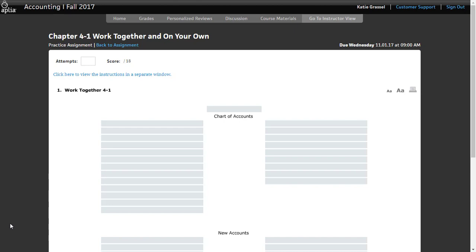Now, the numbering system is going to relate directly to what type of an account it is. Assets will always start with 1. Liabilities will start with 2. Owner's equity will start with 3. Revenue will start with 4. And expenses will start with 5. So when you look at an account number, the account number is going to clue you in to what type of an account it is.